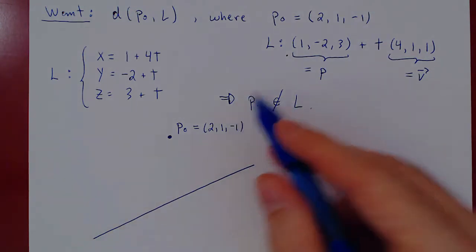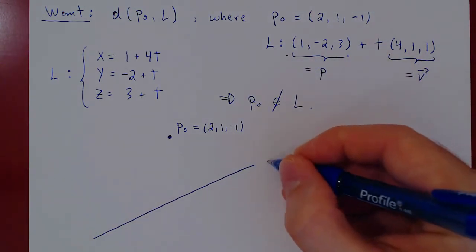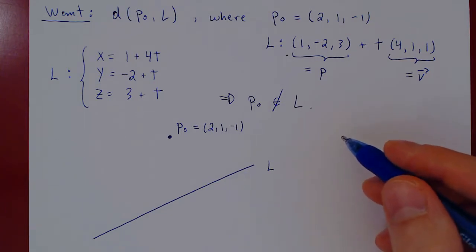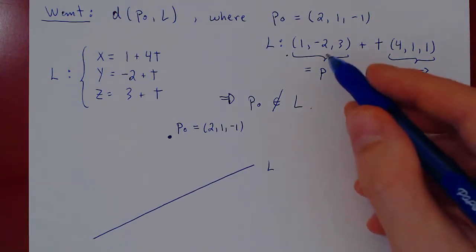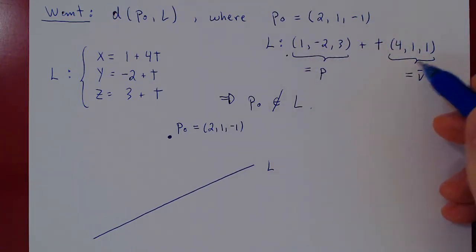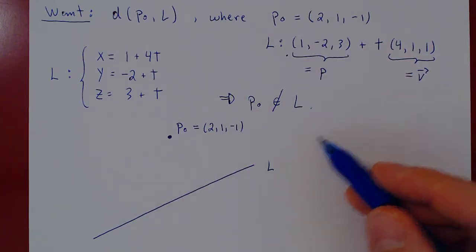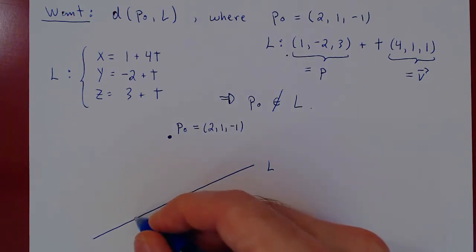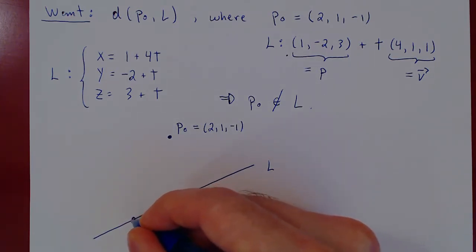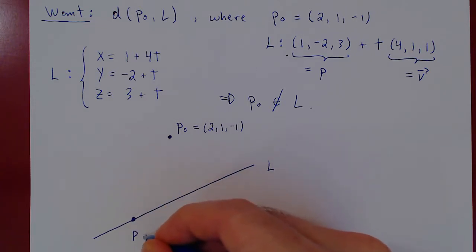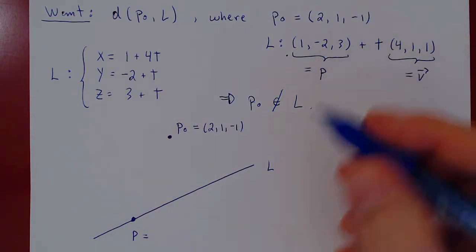And now, when we draw our line, always include the two defining objects of this line, being the point on the line and the directional vector. Now, the point on the line could be anywhere on the line. Just for convenience, I'll draw it, say, here. This is the point P, and it has coordinates 1, negative 2, 3.